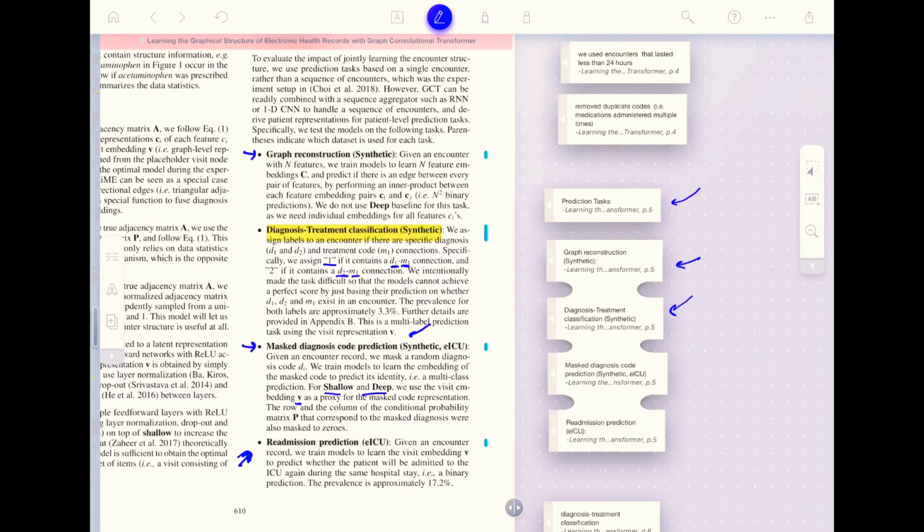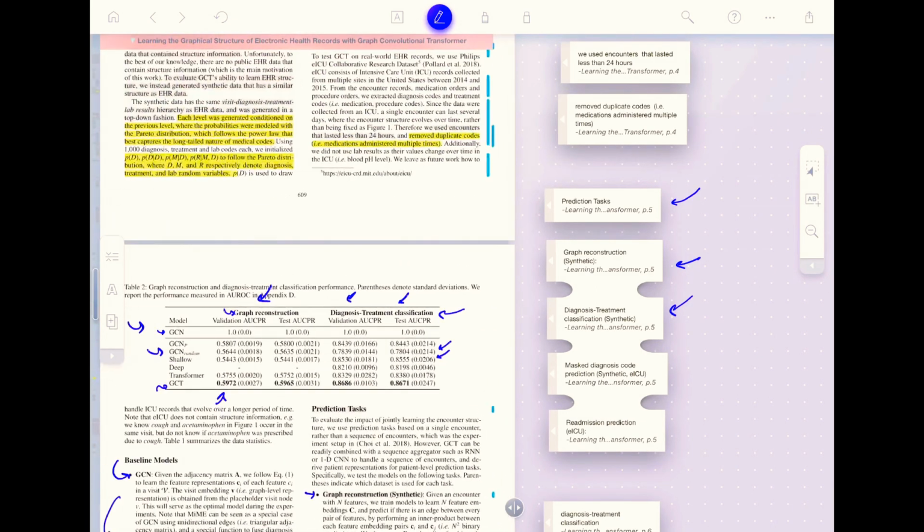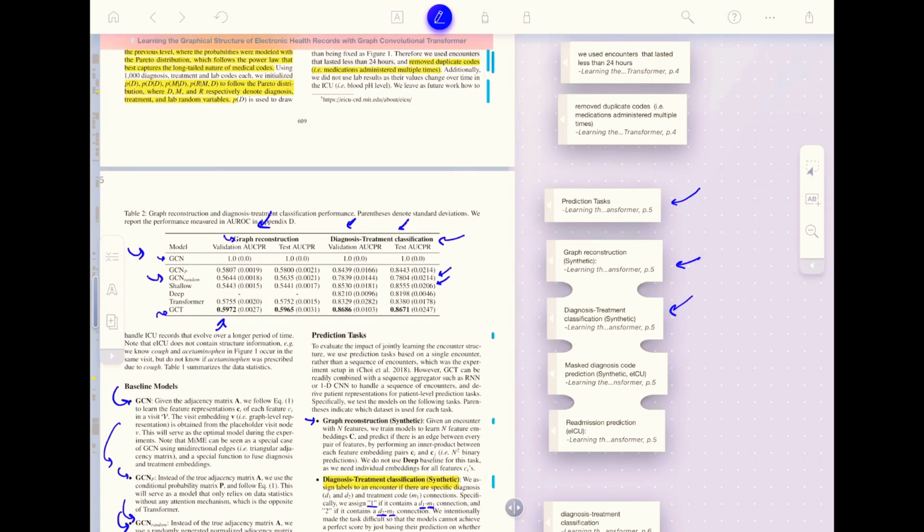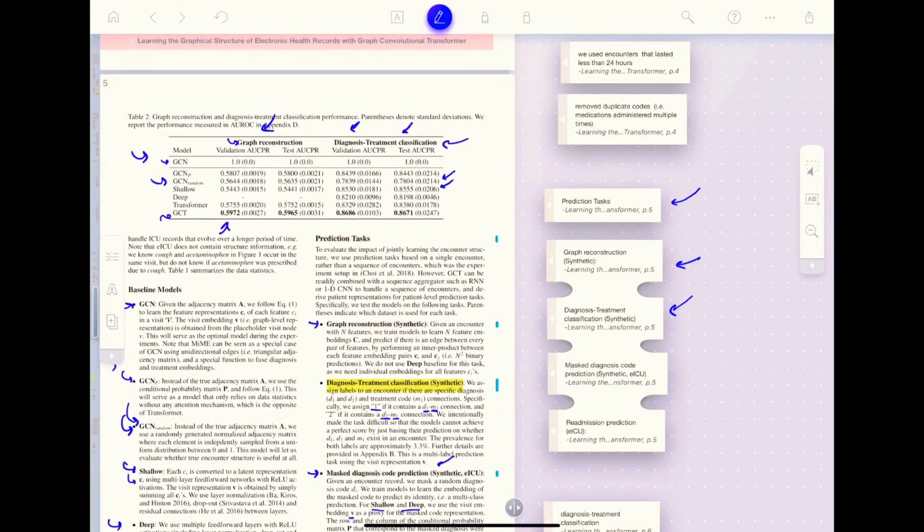So for graph reconstruction and the diagnosis treatment classification, we have all of these and they show interesting results. One interesting result that we will see here is, if we consider this GCN random, for the task of graph reconstruction it outperforms the shallow, which means that for this task, randomly attending to other features has helped. And for the diagnosis treatment classification, in which the interconnections are seemingly more important, we can see that the shallow outperforms the GCN. And we can also see that the graph convolutional transformer outperforms everything else in all cases.